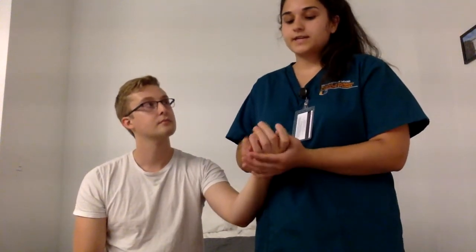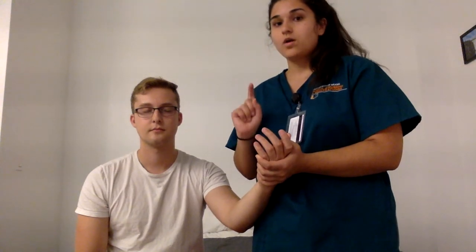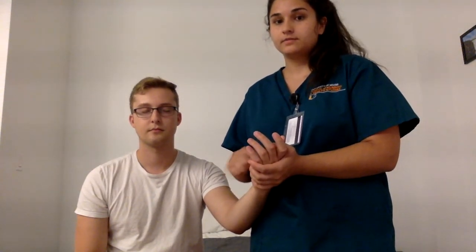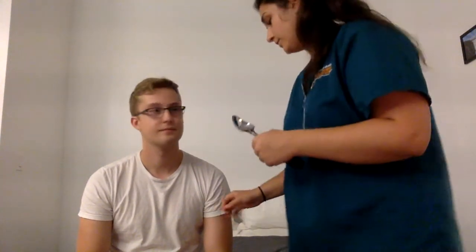For the graphesthesia test, I will again ask the patient to close their eyes, and I'm going to draw a number in their hand with my finger and ask them to identify what number it is. 6. These are all normal findings. I will now assess the deep tendon reflexes using my reflex hammer or ice cream scoop.